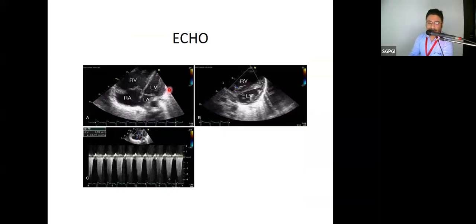So echo. Here you can clearly appreciate that this is a four-chamber apical view. I'll be talking about the probe position and the views also. This is a classical example of PPHN where you can see the left atrium and left ventricle are small as compared to the RA and RV. This is due to the increased pulmonary pressures. This figure shows the 2D image in the echo, and this shows you the Doppler and the TR jet.